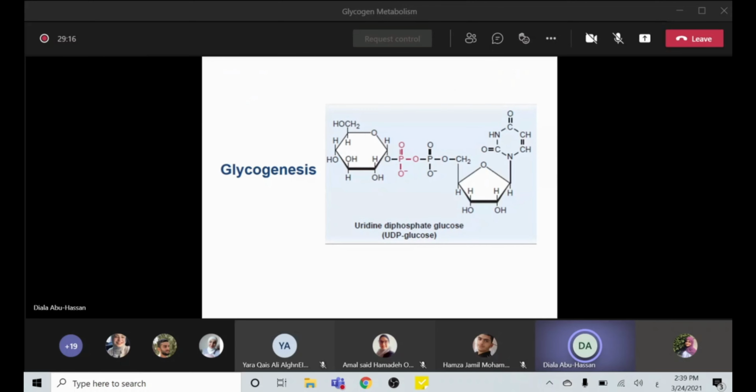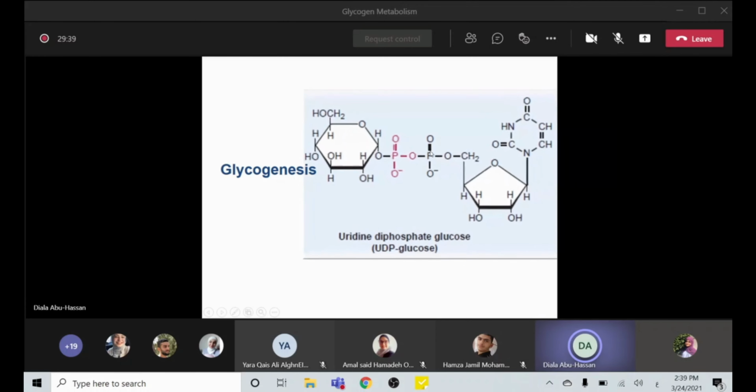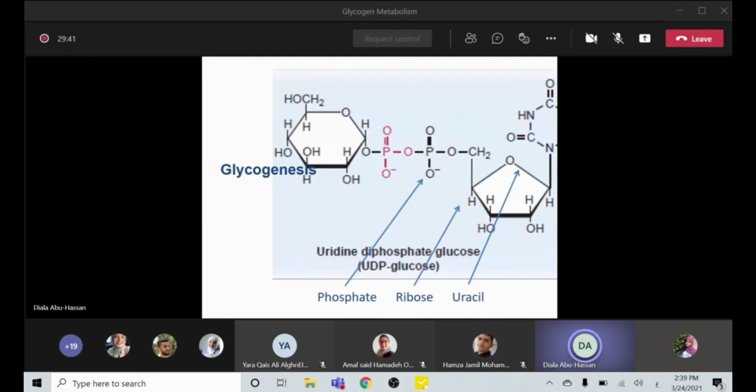So this is again the UDP glucose. This is the glucose residue with the phosphate on carbon number one. This is the uridine diphosphate. This is the nitrogenous base, this is the ribose sugar, and this is the phosphate. Again, this is just to show you the structure.